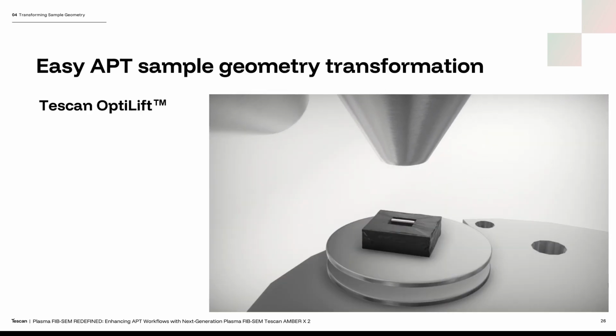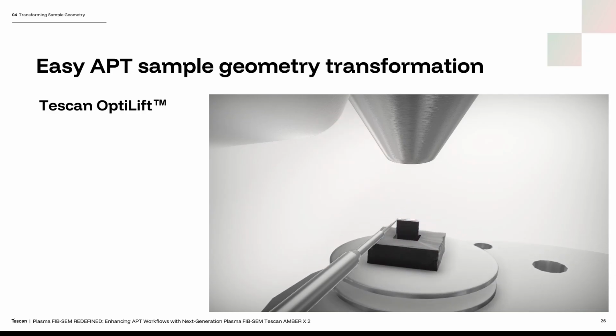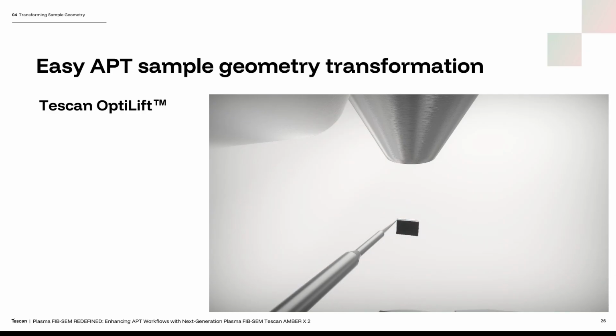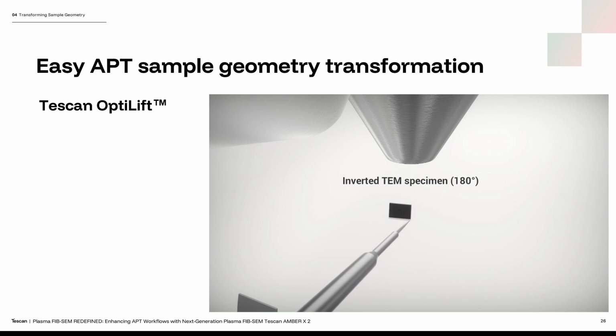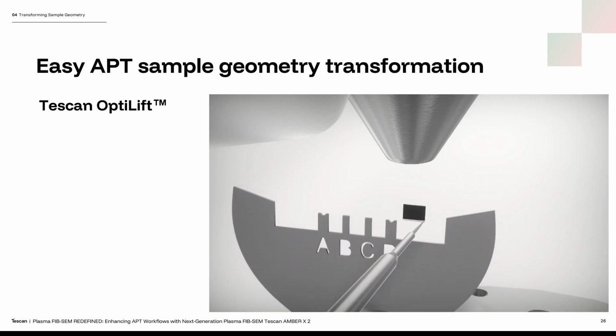So now let's compare it to our solution with the Tescan AMBER X, which is positioned below the FIB column. After the sample is released from the material, we can freely rotate the specimen 360 degrees. So it's not only dedicated to the inverted type of specimen, but also to different orientations. In this case, it will show the rotation by 180 degrees, giving the inverted type of sample, and the sample can then be easily attached to the grid or to the coupon for atom probe sample preparation.